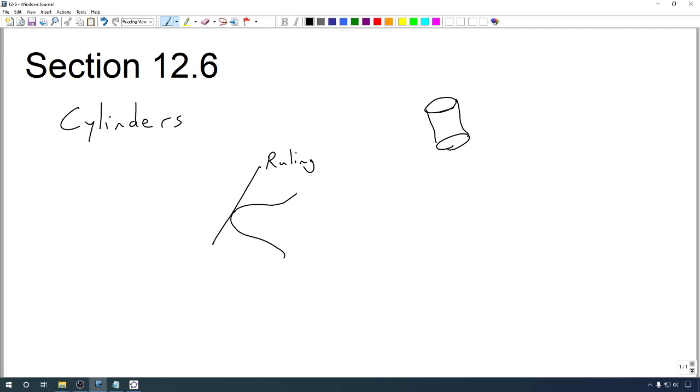And technically these rulings can be in whatever direction we want, as long as it's not in the same plane as this curve. But for simplicity, we are only going to be discussing cylinders where the rulings are parallel to one of our axes. So remember, we have our three axes here. We want our rulings to be parallel to one of these axes and have it follow a plane curve that's in the plane of the other two axes.